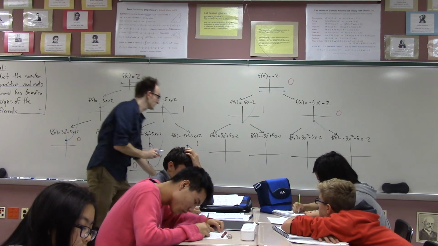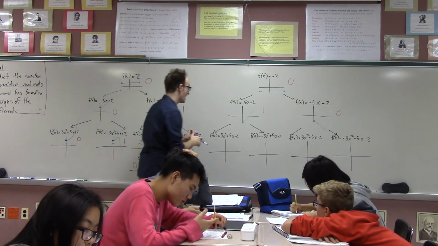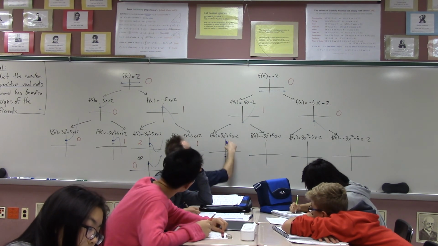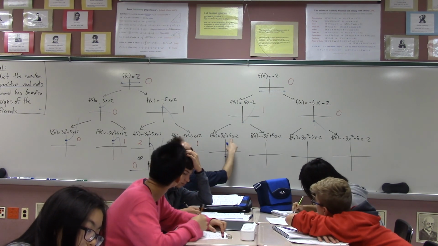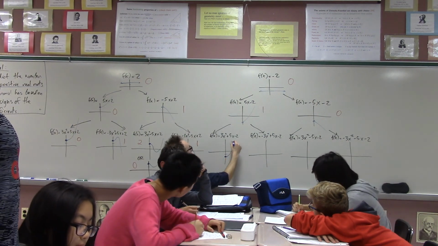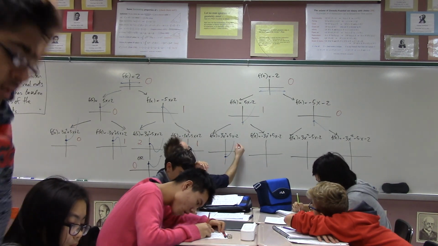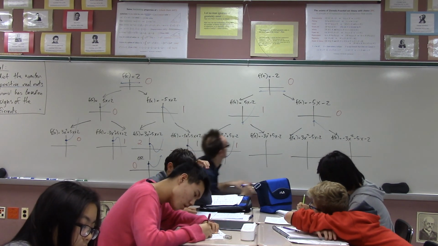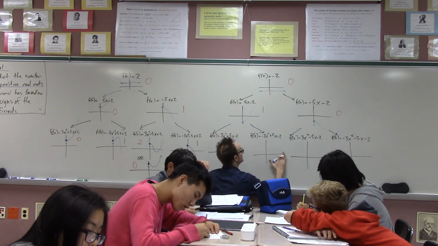Good. Next. Now we start at negative 2. What effect is the 5x term going to have? Up. What effect does the 3x squared term have? Up even more. Guaranteed, therefore, to be one positive real root. Cool? Okay. How about now?